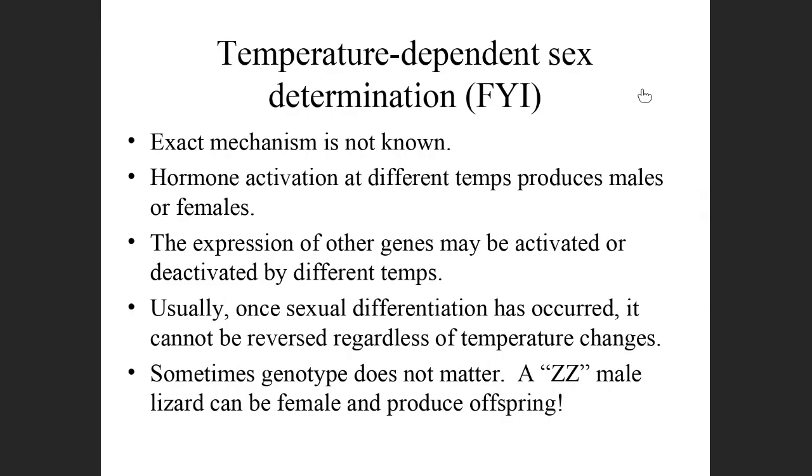And sometimes even the genotype doesn't matter. Remember, we just talked about the ZW system, where ZZ is typically male and ZW is female. But it's possible for a ZZ reptile, like a lizard, to still be female, even though it's genetically supposed to be male. And as a female, it can produce offspring. So there are all kinds of weird systems out there. Sex determination is not one size fits all. There are several different systems for creating males and females.